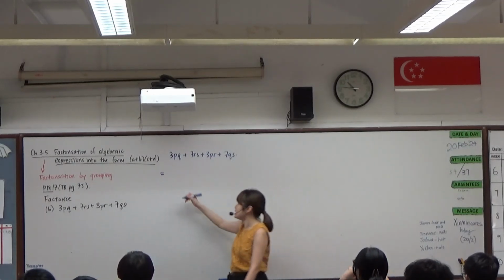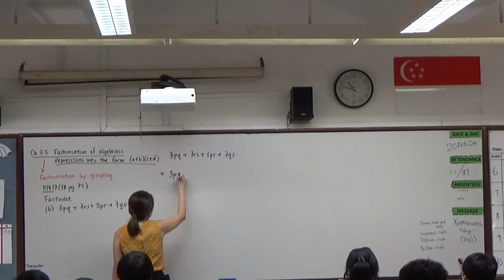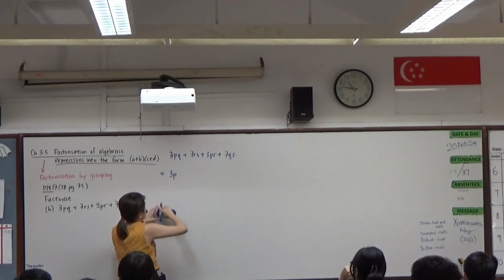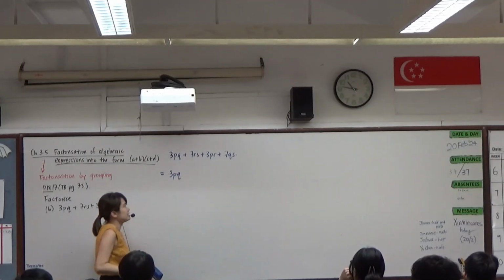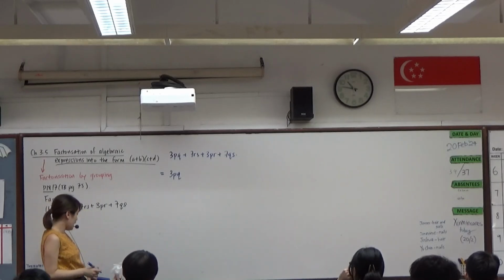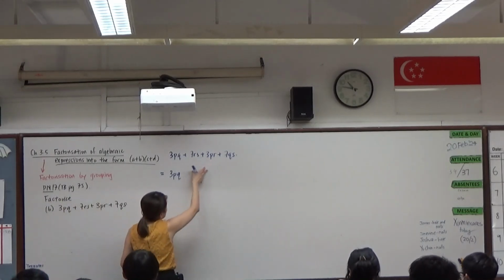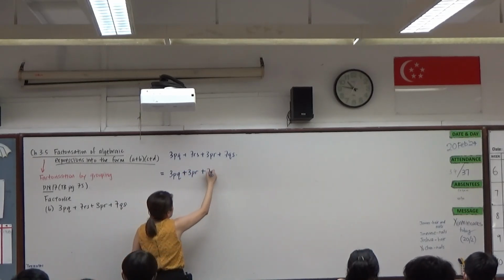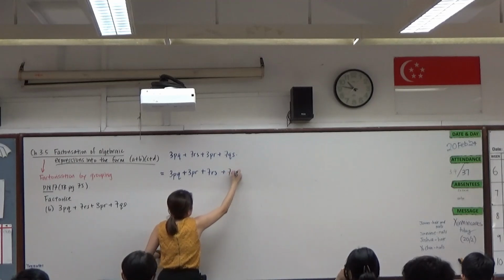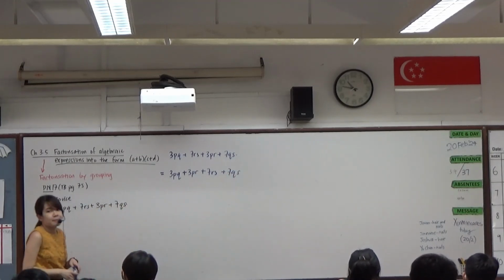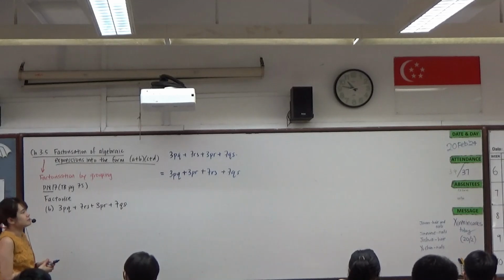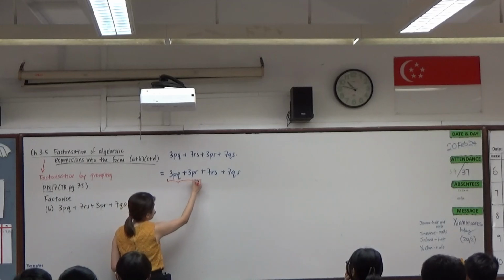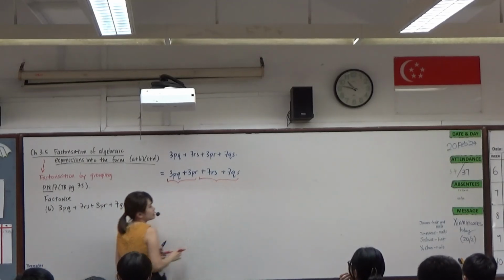So perhaps we can leave our 3PQ here first and think about, out of the remaining three, which one will have a common factor with 3PQ? 3PR. So let's bring the positive 3PR over, and then after that push behind our positive 7RS and our 7QS. So we rearrange the terms in this particular case. Then we can observe for a pairing over here and a pairing over here.